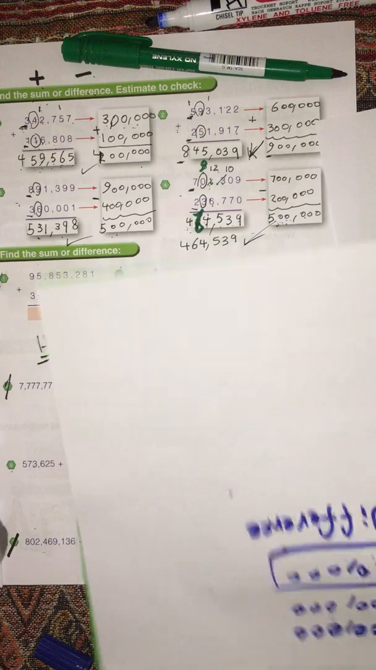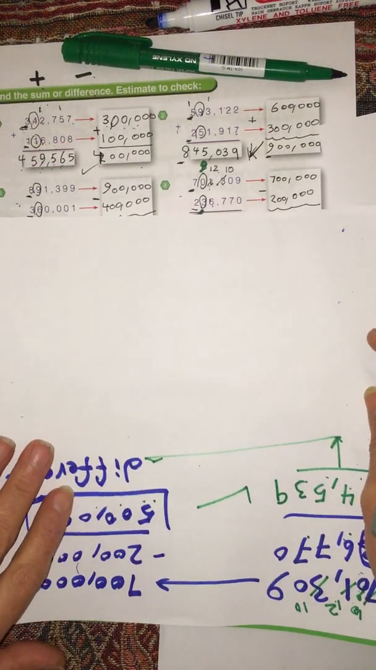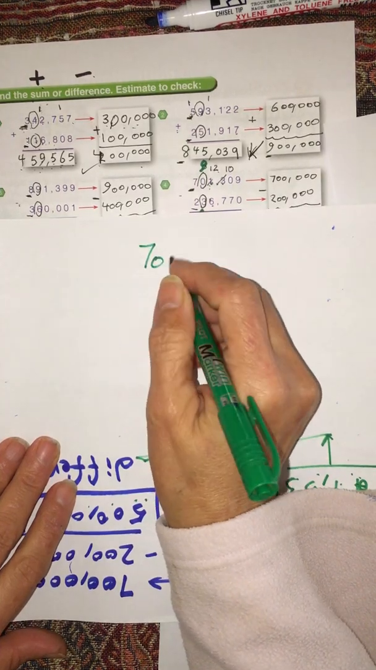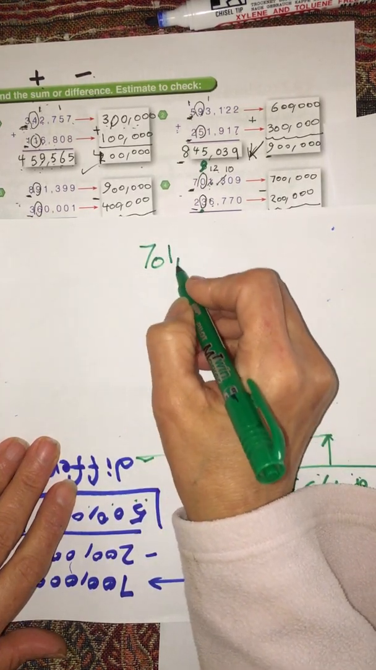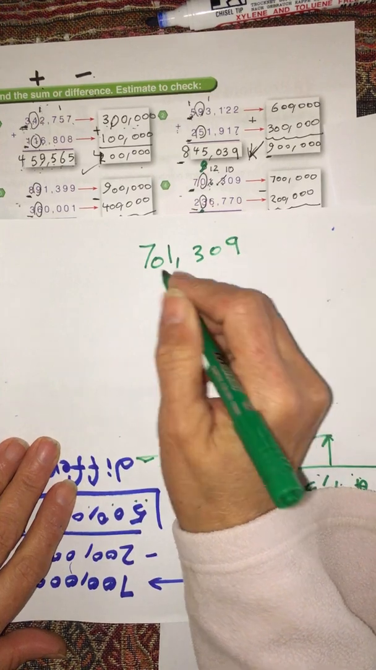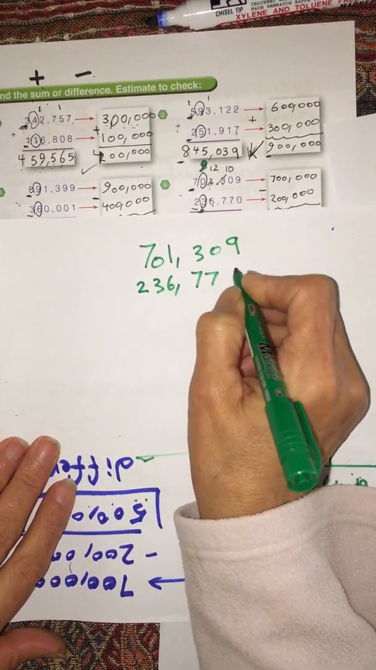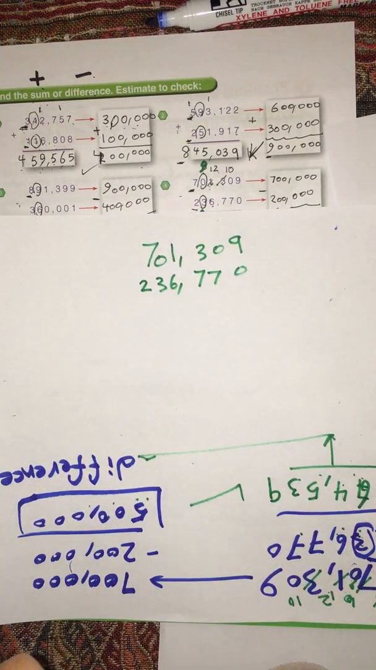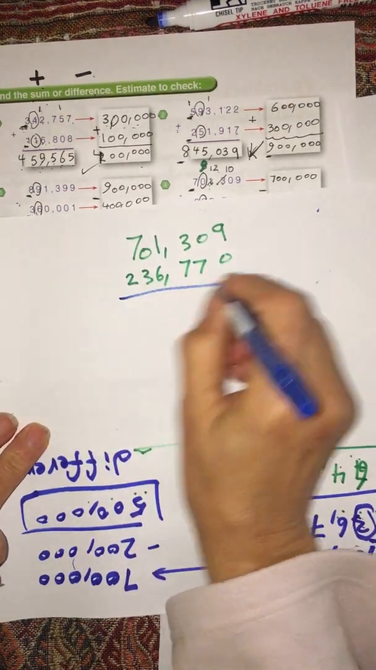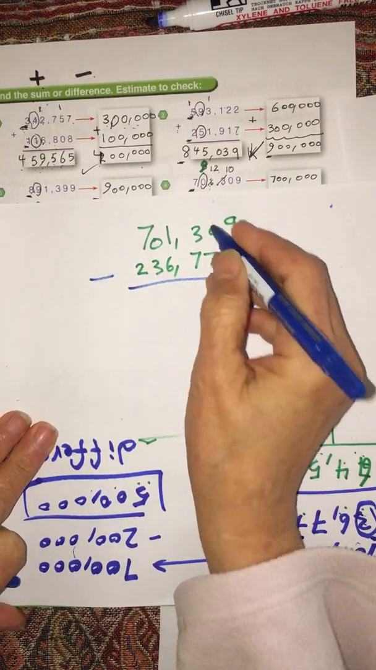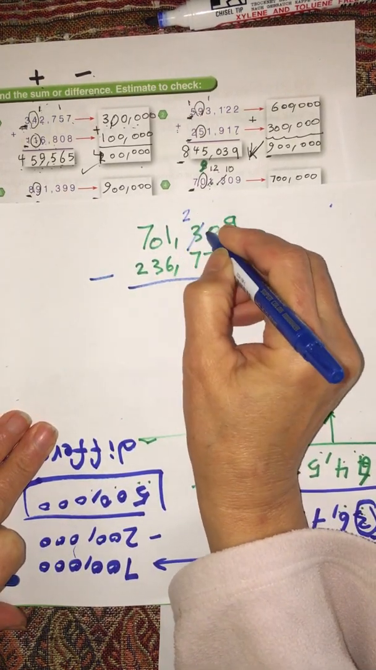Again, I will do this for you because I made a mistake. I will repeat this part. I will do 701,309 minus 236,770. Now, look what I will do. 9 minus 0, it's 9. 0 minus 7, I can't, borrow. This will be 2. This will become 10.